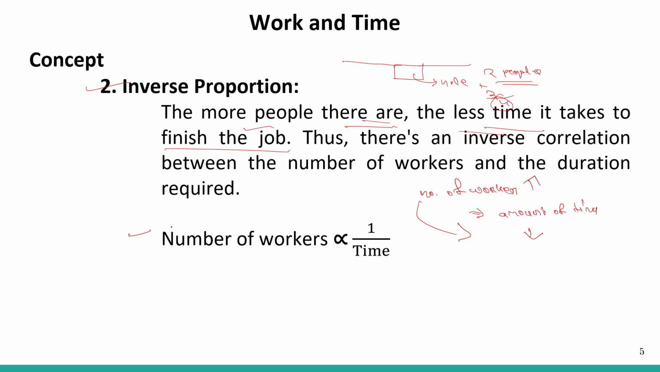So the number of workers is directly proportional to 1 by time, or we can also say that the number of workers is inversely proportional to the time taken by those workers to complete that specific work. So this is an important relation.